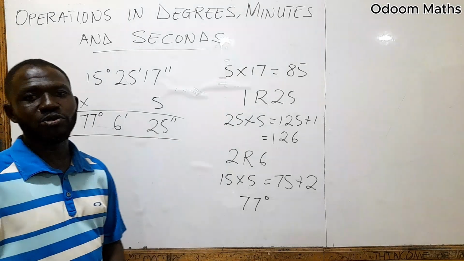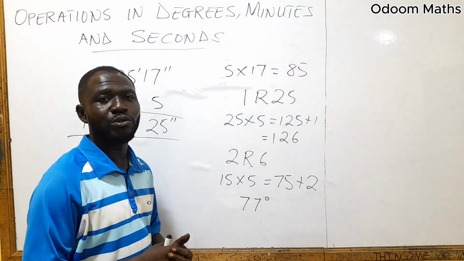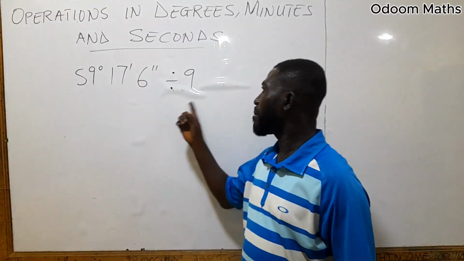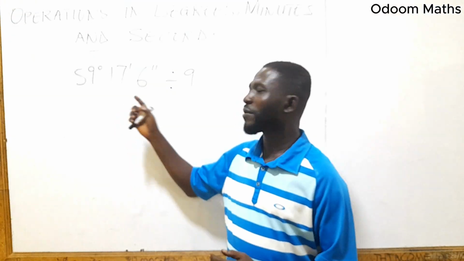Now let's go to dividing. We are done with multiplying. Let's go to division. Let's look at how we can divide this. But before we learn how to divide this, let's go for a quick commercial break.